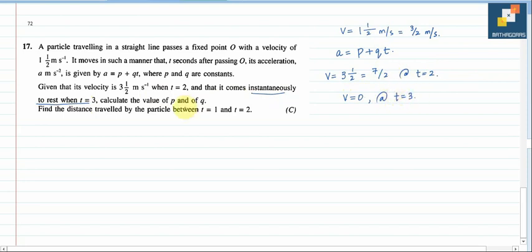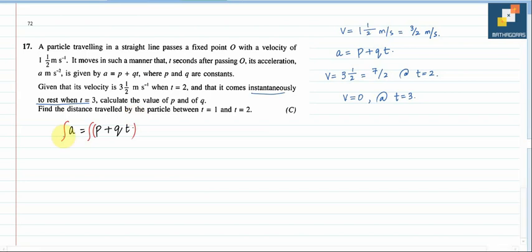Calculate the value of p and q, and after that find the distance traveled by the particle between t equals 1 and t equals 2. Firstly we need the expression for velocity, and we have the expression for acceleration, A equals p plus qt. In order to obtain the expression for velocity we need to integrate on both sides.